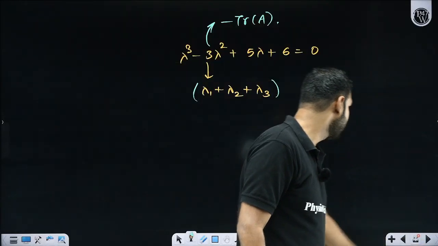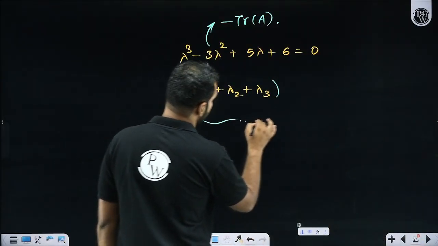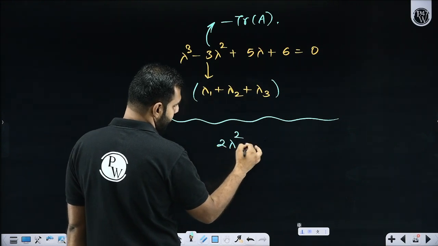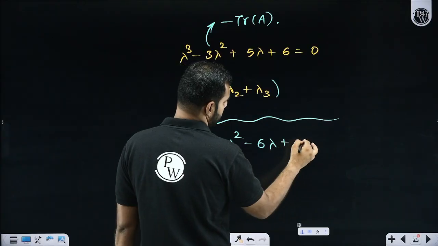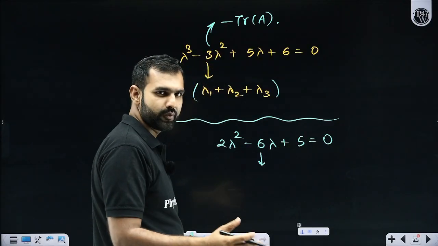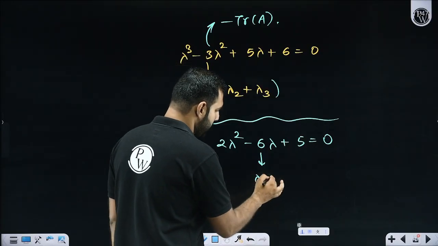If you still got confused, I'll take one more example of a square. Let's say there is 2 lambda square minus 6 lambda plus, let's say, 5 is equal to the null matrix. So there, this minus 6 is nothing but what? Sum of the roots, which is what? Lambda 1 plus lambda 2.